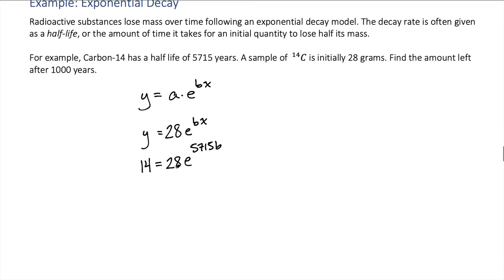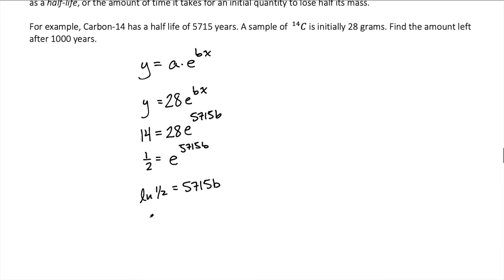Let's divide both sides by 28. That gives me 1/2 equals e to the 5,715b, and take the natural log. The natural log of 1/2 is equal to 5,715b, and then divide by 5,715. So the natural log of 1/2 over 5,715 is b.